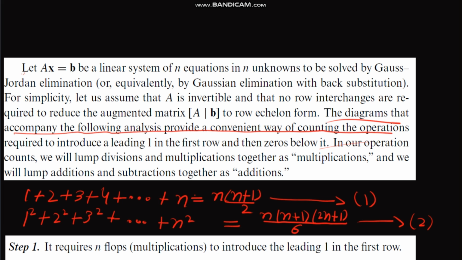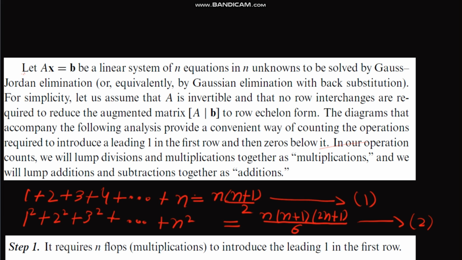counting the operations. So what things are there? Number one, we are required to introduce 1 in the leading first row and then 0 below it. That I have done here below. Then in the pivot element we have introduced 1. In operation counts, we will lump division and multiplication together and we call them multiplications. Similarly, we lump additions and subtractions together and call them additions.